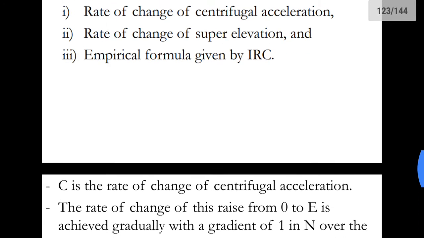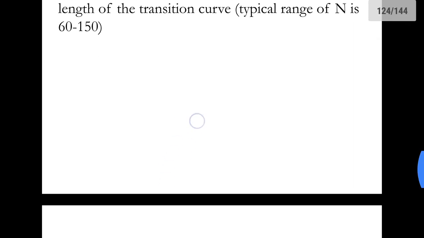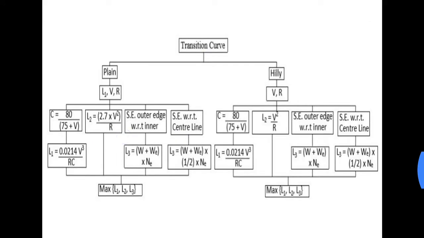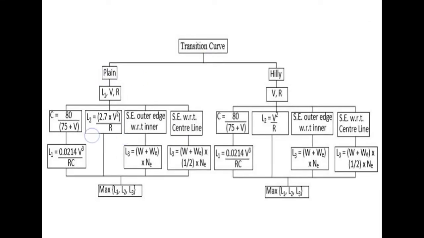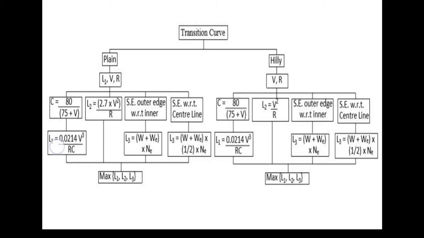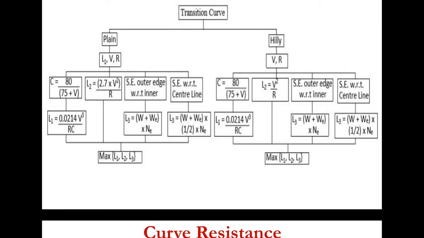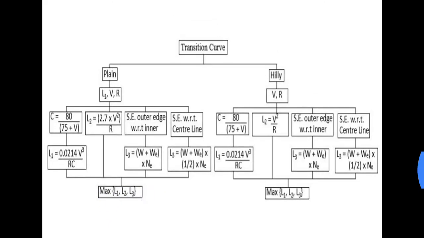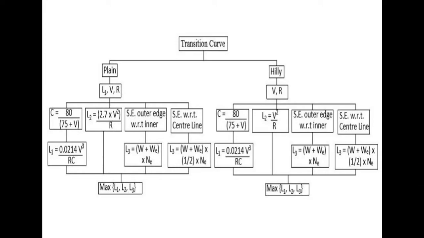And the third criteria is the empirical formula given by IRC, that is this: for plain terrain the formula is given as L2 is equal to 2.7 V square by R, where V is velocity in kmph and R is radius in meters. Now we'll find out L1, L2 and L3 if the condition is for plain terrain. Now whichever is the highest value among L1, L2 and L3, that value would be adopted. That is the design length of transition curve.